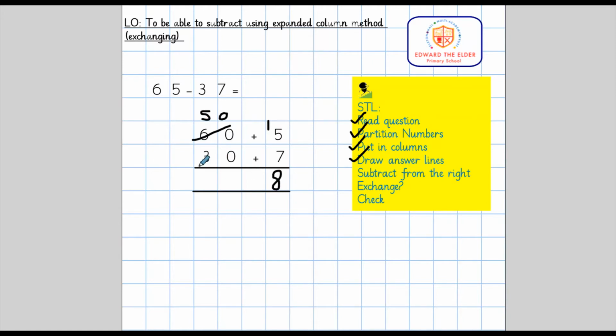Now we can move on to subtracting the tens. 50 take away 30 equals 20. Let's tick that off.